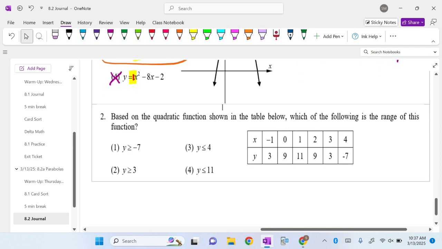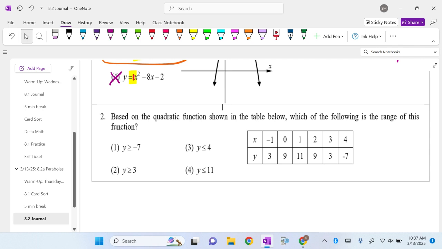All right, last one. So this is very similar to what we talked about when we did our table at the beginning of this lesson. So it wants us to find the range. Now, before we find the range, we need to identify the vertex of this table without graphing it. So let me ask you guys this. Look at the y value specifically.